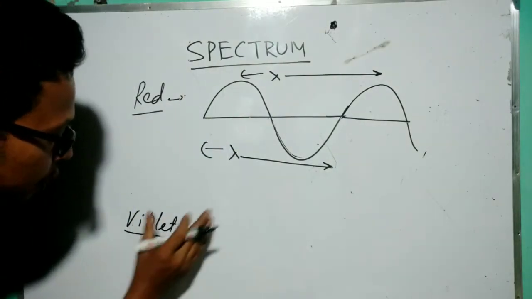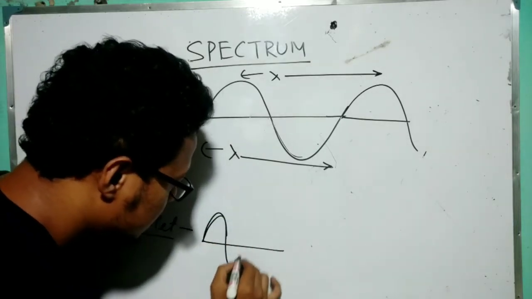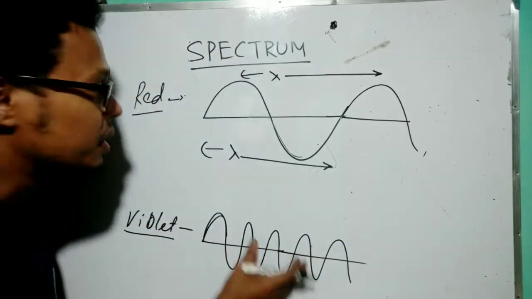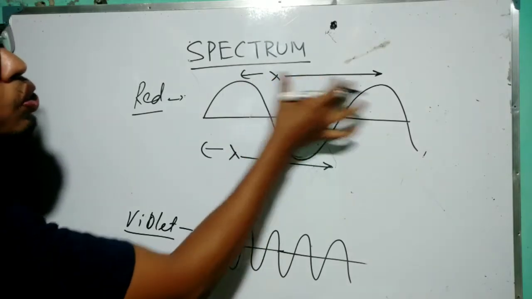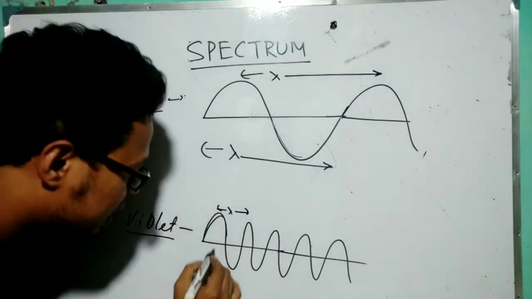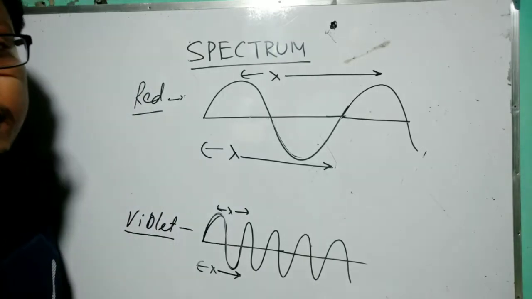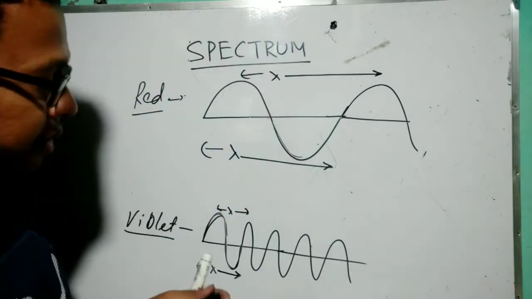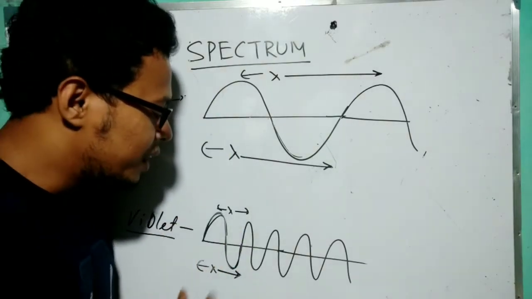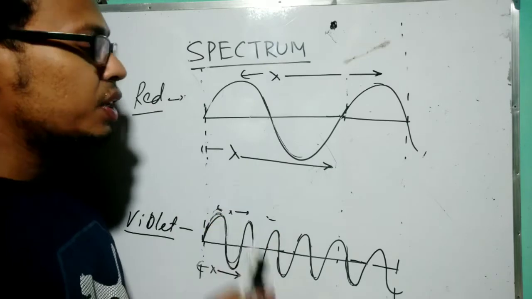Now if we draw the wave for violet, it looks like this. Means what is the difference? Look, here the distance between 2 peaks is large, but here the distance between 2 peaks is very small. And if we take one complete wave, this is also called lambda. Now one thing we can say from here, the wavelength of red light is more than the wavelength of violet light.